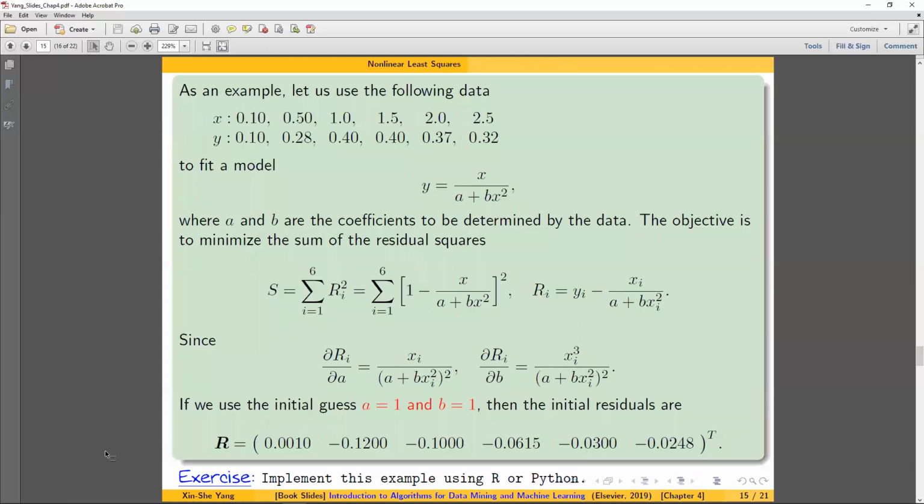Let's use it as an example. We use this data set to fit this model, y as a function of x. We're trying to find the coefficients a and b so that we can fit that data. The objective is to minimize the sum of the residual squares.